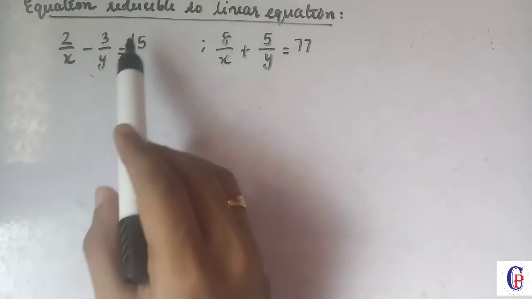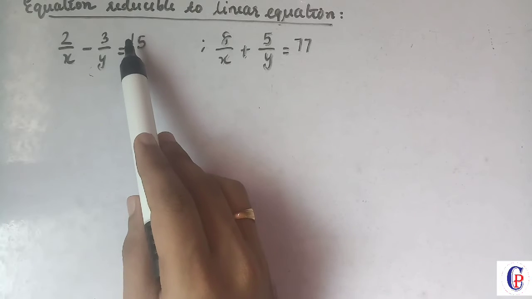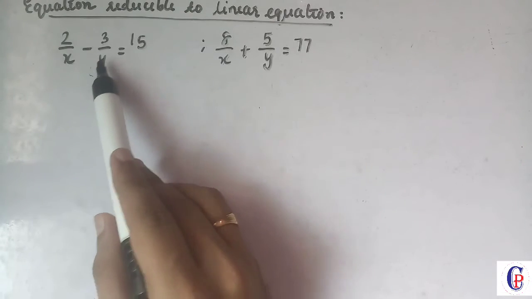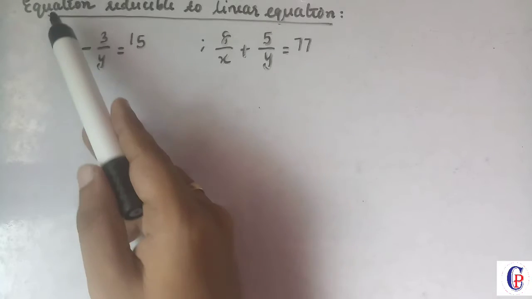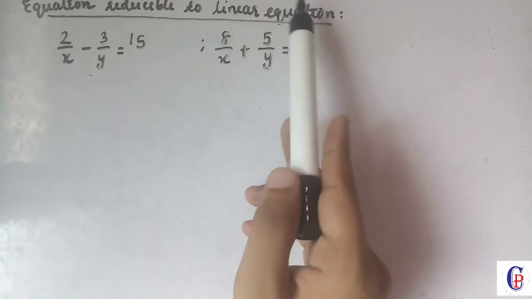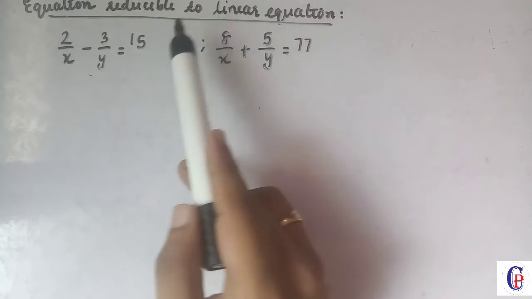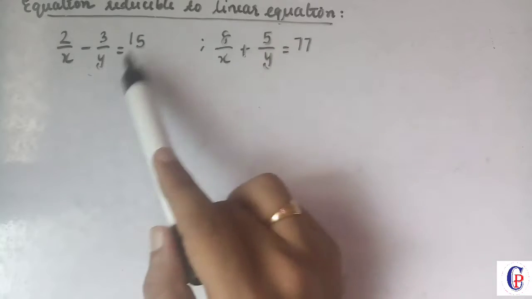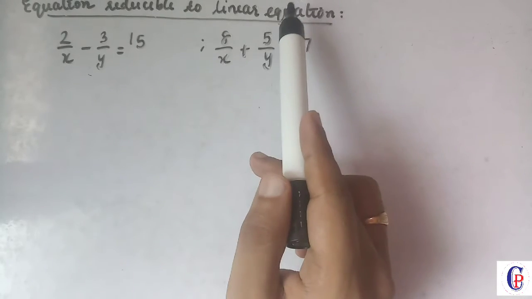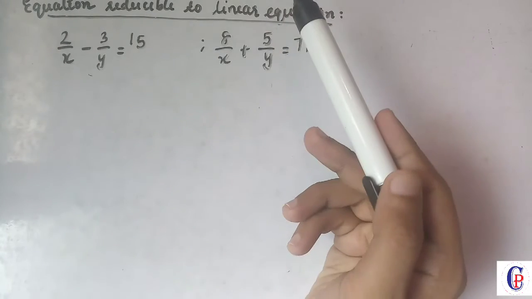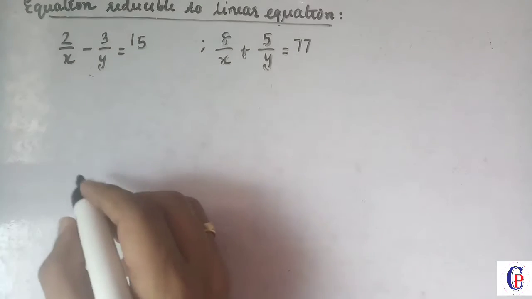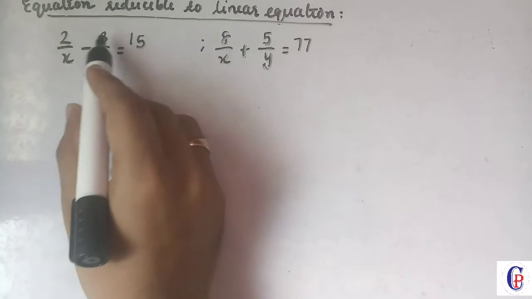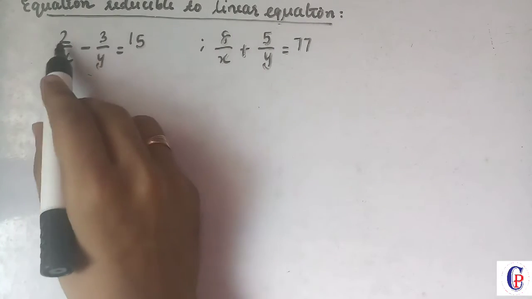If you see here, this equation is not in linear form because x and y are in the denominator, and this equation is also not in linear form. So what is the topic saying? Equation reducible to linear equation. It means we will make both equations linear and then solve by any of the five methods.